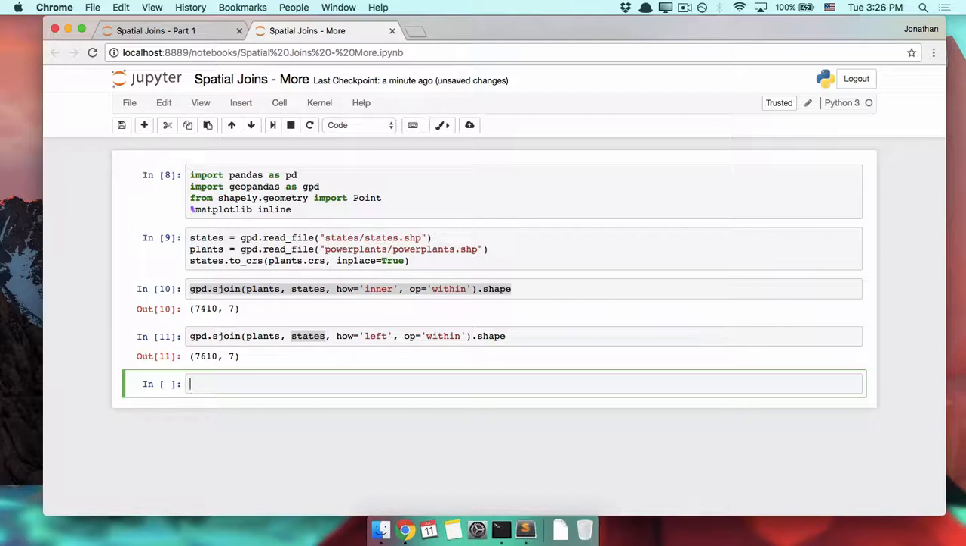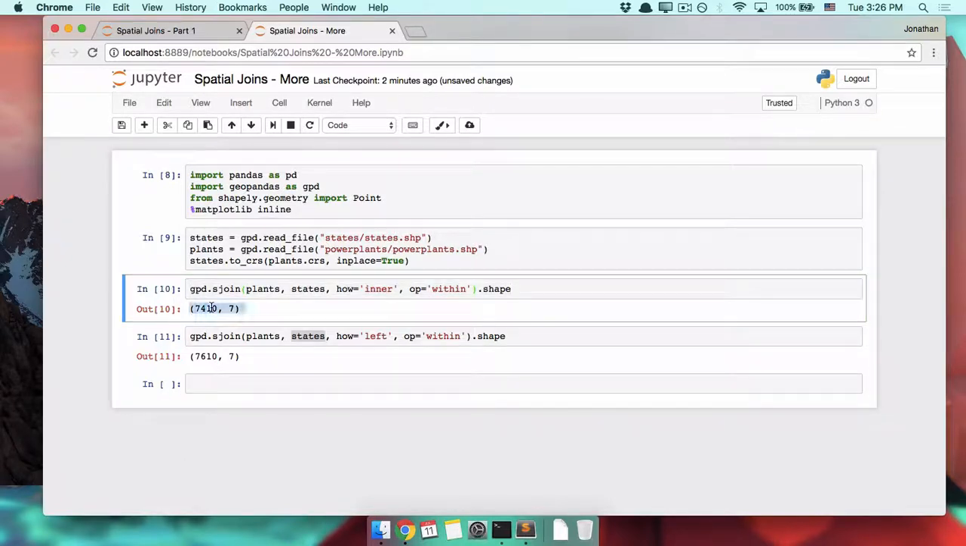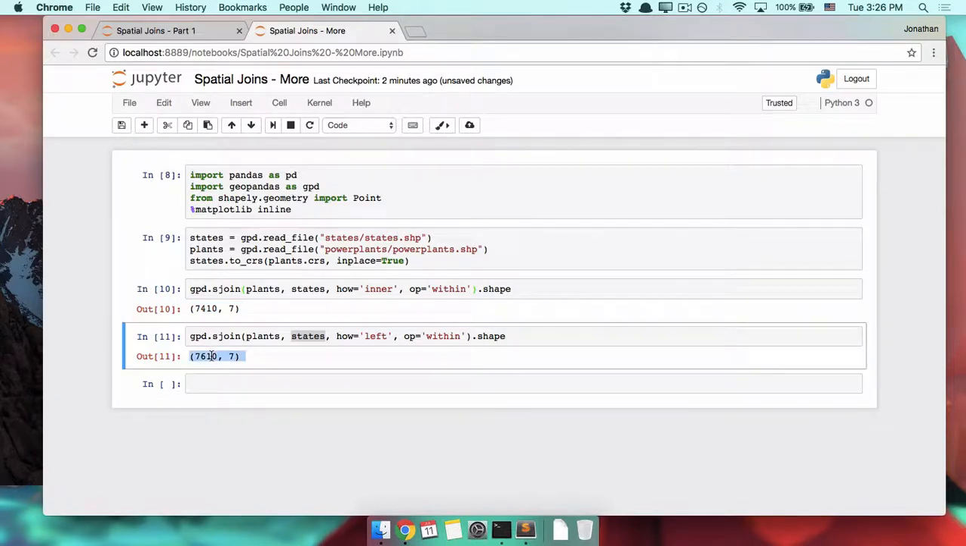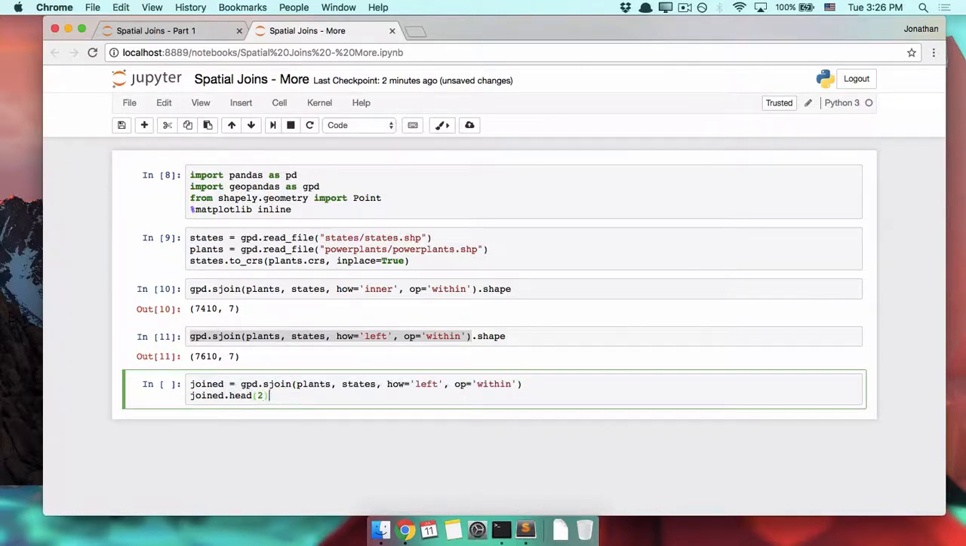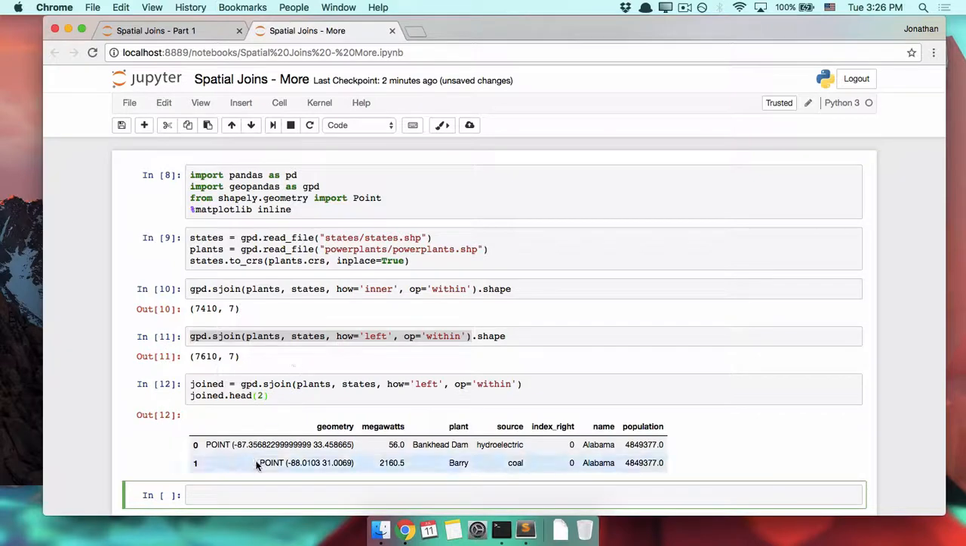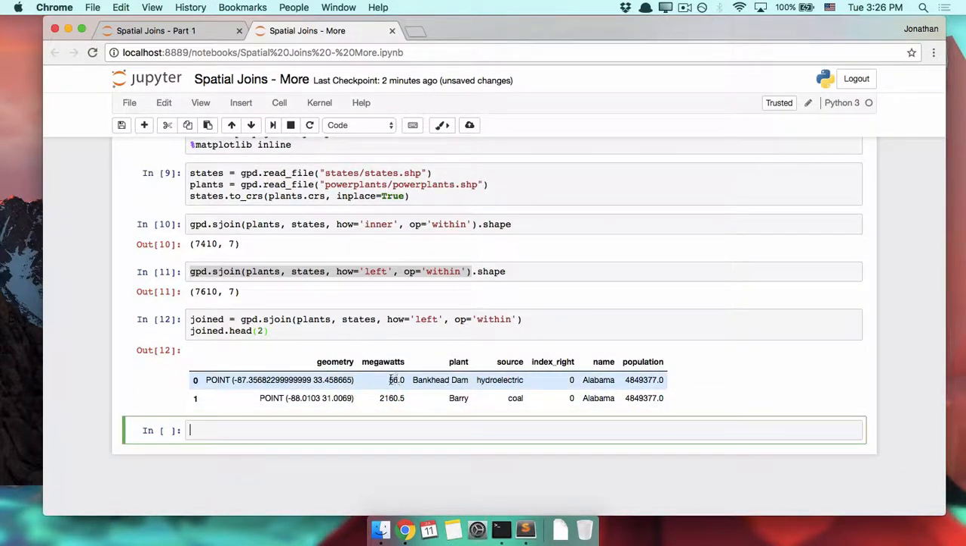So when we run that, we end up with 7,610 power plants, fully 200 more power plants than the other join. So even if a power plant isn't in a state, we still keep it. But what does that really mean? Let's take a look at our data. I'm going to save it as the variable joined. So every single row is a different power plant, and when it finds a matching state, it adds the name and it adds the population.